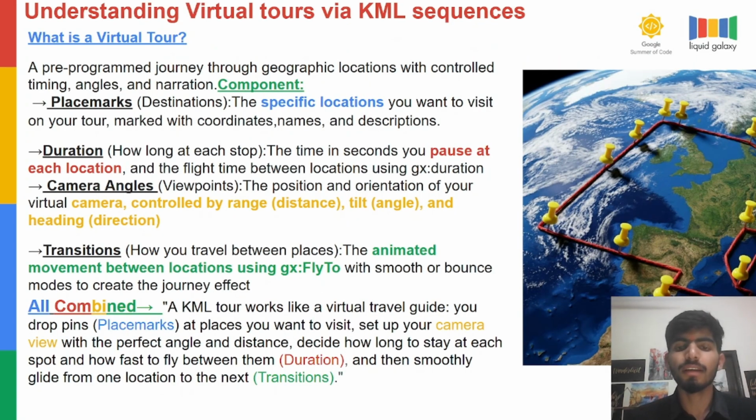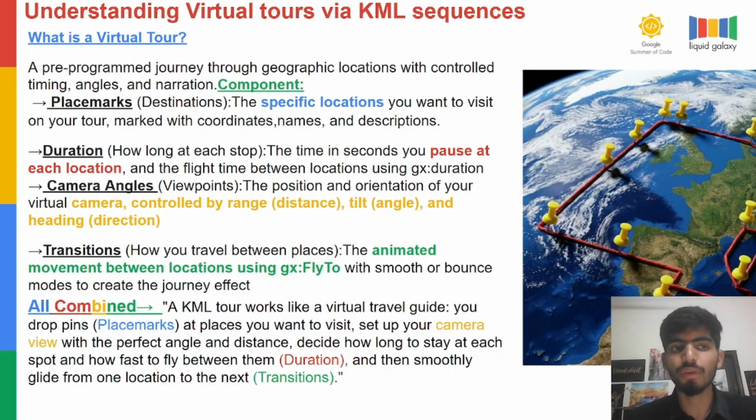A virtual tour, if I try to explain this with an example. We know when our vacation is starting, we usually plan our journey before going outside. We mark the locations we will be visiting, how much time we will be staying there, and what will be the next location during the vacation. Similarly, when we are doing a virtual tour on Google Earth, we will be programming our journey through the geographic locations with control over time, angle, and narration.